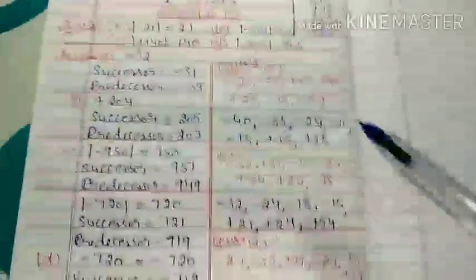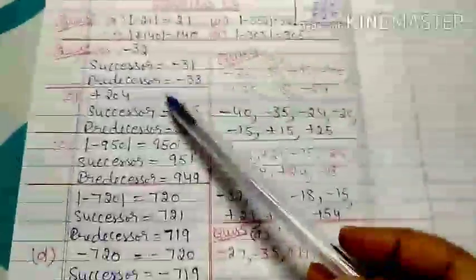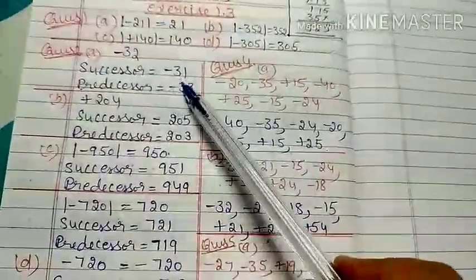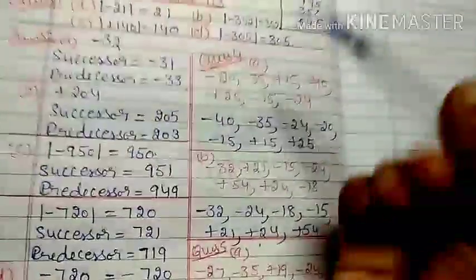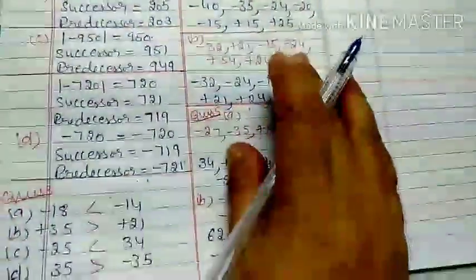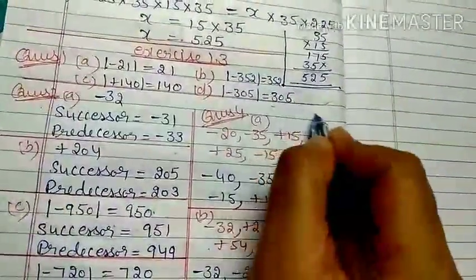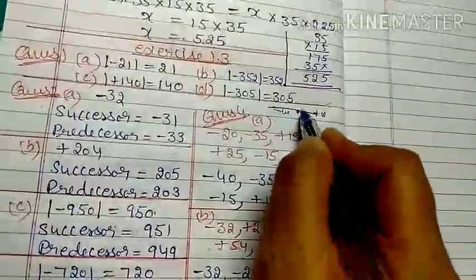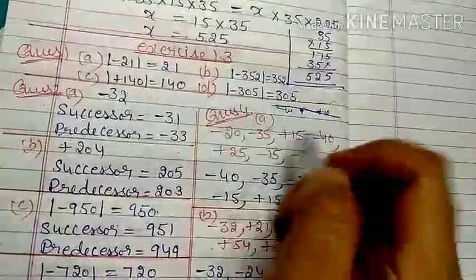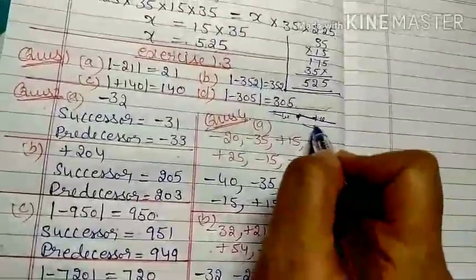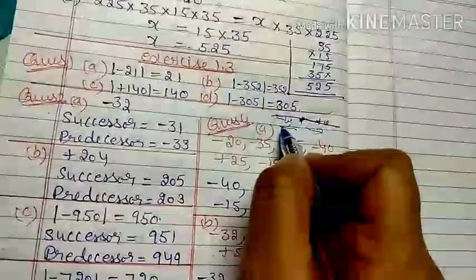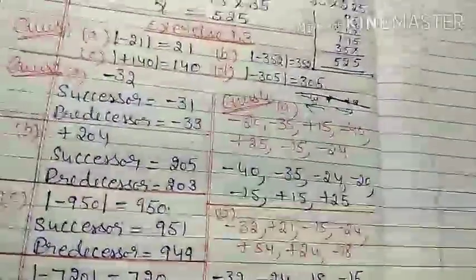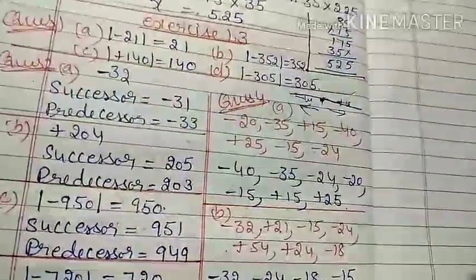Here the absolute value of minus 305 is equal to 305. Now if you have to write the successor of minus 32, successor is minus 31, because in the number line this is the negative side and this is the positive side. If you go with the increasing order, you have to move to this side, but if you go with the decreasing order, you have to move to the left side. It means the positive side is the right side and the negative side is the left side.